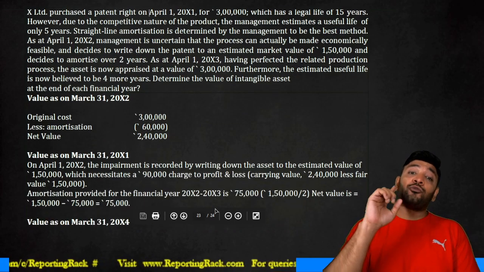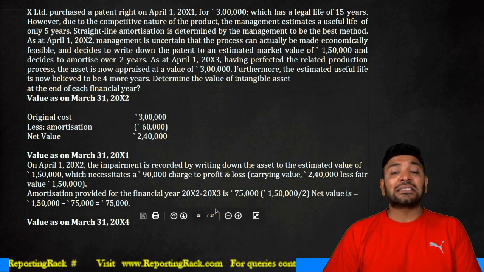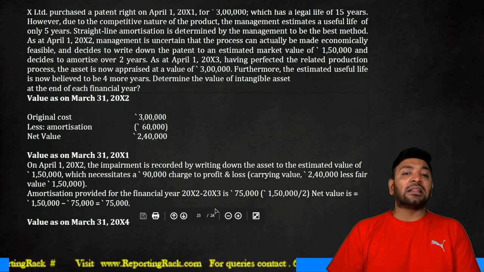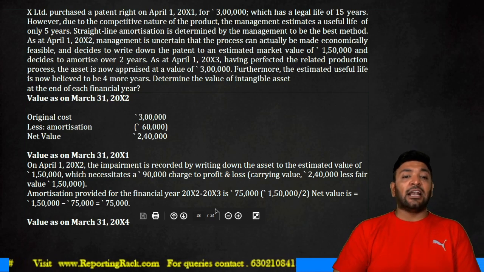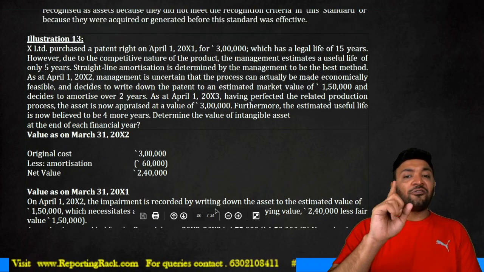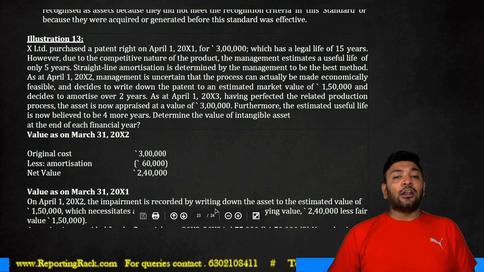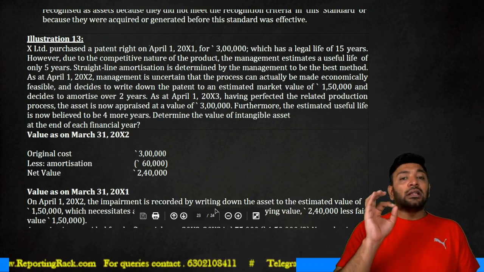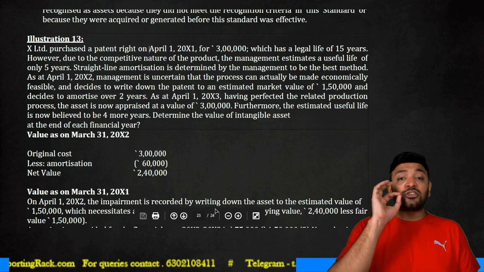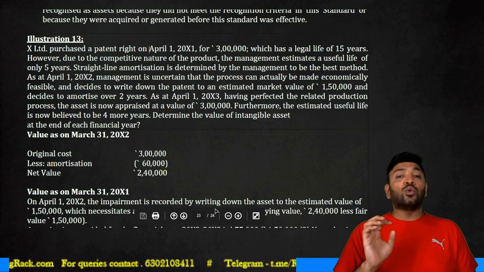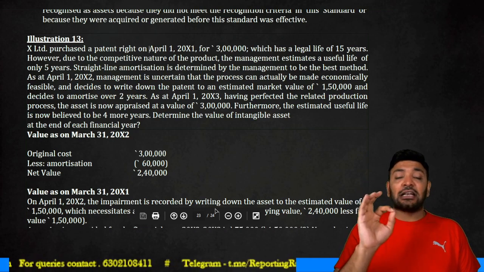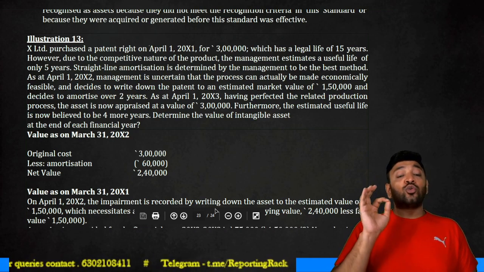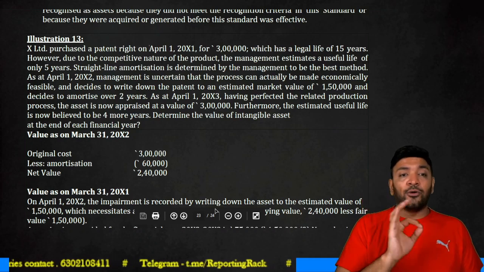Now he is asking you to determine the value of the asset. It has 4 years of useful life. 3 lakhs divided by 4 is 75,000 to be depreciated every year. Now what should be the value of the asset at the end of each year? At the end of the first year, that is the end of 2021-22, the value of the asset is 2,60,000. How 2,60,000? 3 lakhs minus depreciation over 5 years on a straight line method, which is 60,000. So 2,40,000 is the written down value.